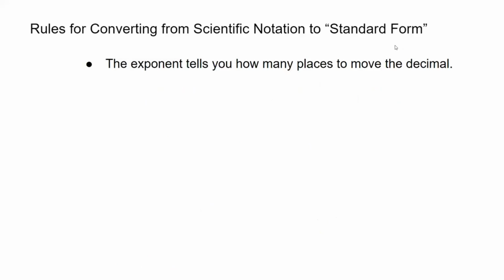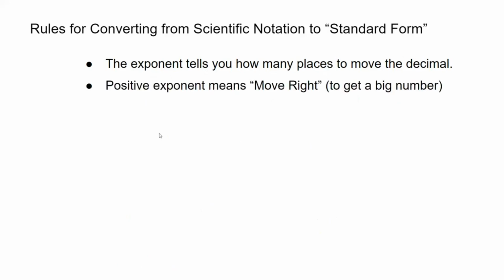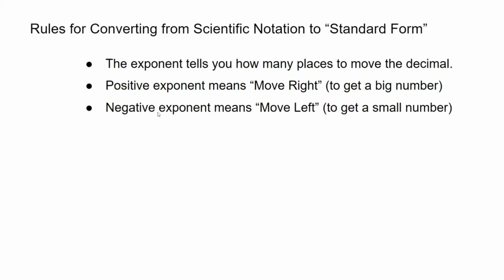All right, sometimes you'll have to convert from scientific notation to what we call standard form. Standard form just means kind of a regular number. The exponent tells you how many places to move the decimal. Positive exponent means move right. Moving right will give us a big number. A negative exponent means move left. Moving the decimal point to the left will get us a small number. This is the hardest part of scientific notation, keeping the direction straight, whether the exponent should be negative or positive. With a little bit of practice, this will come pretty easily.